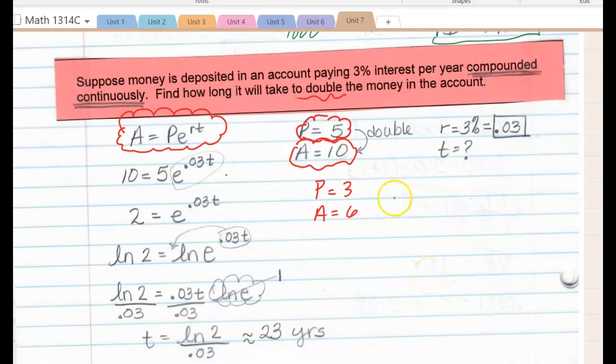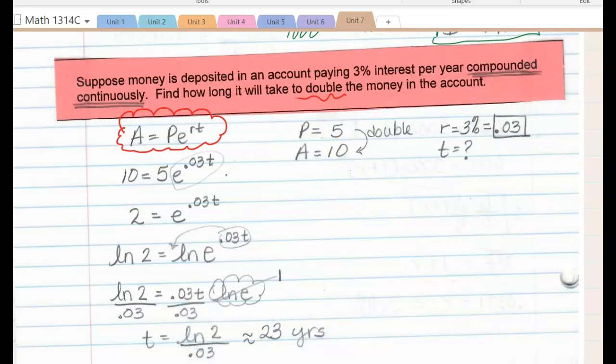Again, they could also ask me, how long will it take to triple it? Well, if I want to triple it, if I had P is equal to 3, then A would equal 9 because I'm multiplying it times 3 to triple it. In this case, we're multiplying it times 2 to double it. So again, if they don't tell you how much to start with and they're going to double it, it's okay. We can pick your favorite number. Later on, we'll find out that P is equal to 1 might be your favorite number.